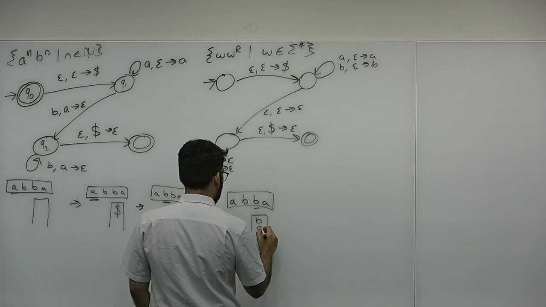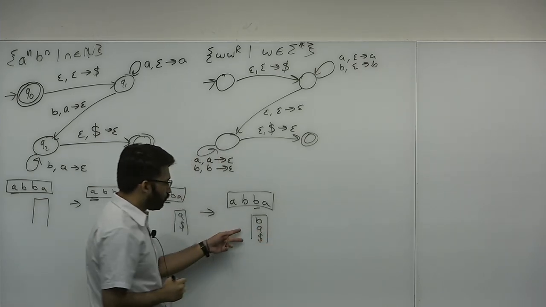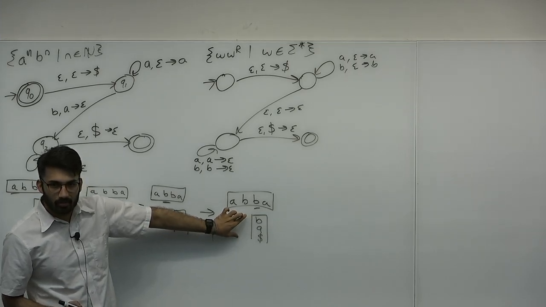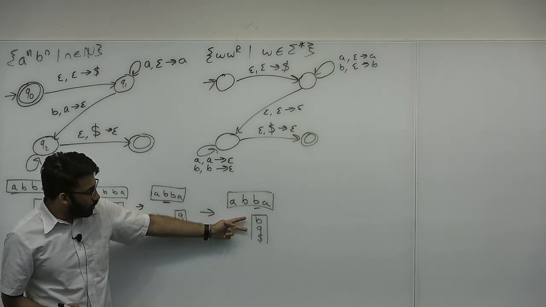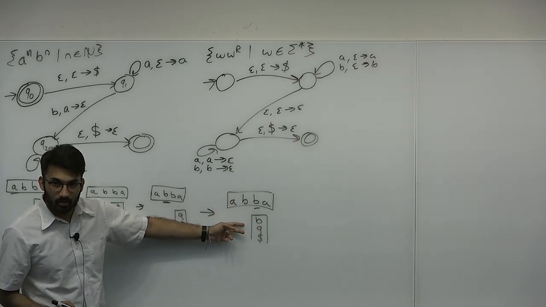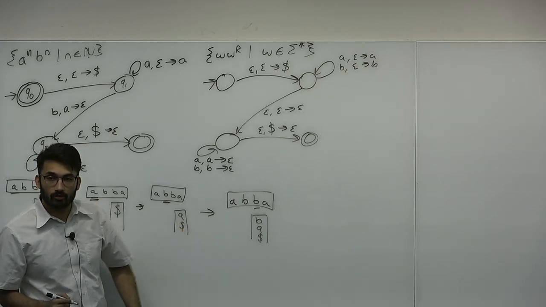B, a dollar sign. So we previously pushed the canary, then we pushed the A, and now we push the B. Top of the stack is the B. So as we pop this out, it's not going to read AB, it's going to read BA. Because the first thing we're going to read is the B, the next thing we're going to read is the A, and so on.